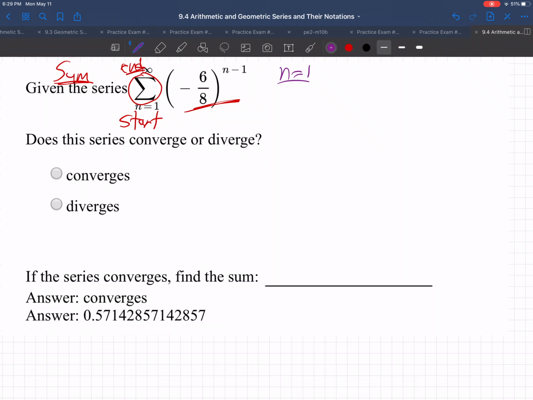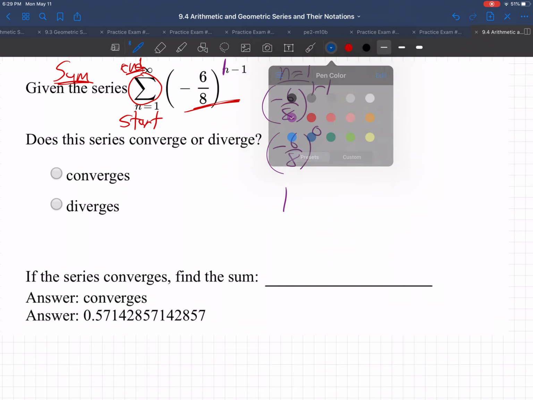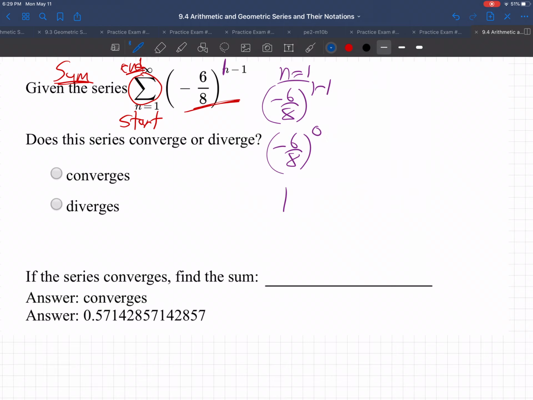N equals 1 first off. I'm going to plug in a 1 right here for n. So I'm going to get minus 6/8 to the 1 minus 1. That's minus 6/8 to the 0. Anything to the 0 power is 1. Next term. How about, let's say, n equals 2. So I'm going to plug in a 2 right here. So this is 2 minus 1. Minus 6/8 to the 1, that's just minus 6/8.